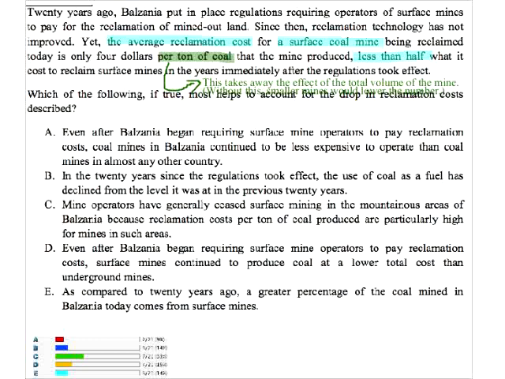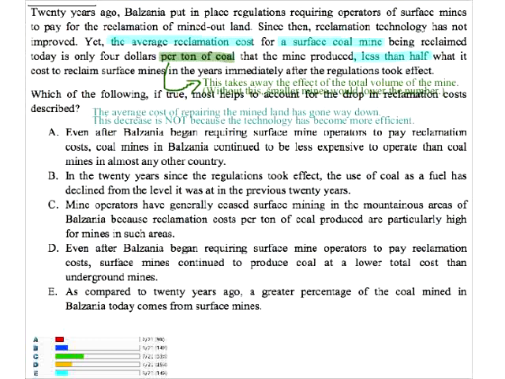So what we have is the average cost to reclaim a mine, which means to fix the land, has gone way down. So the average cost of reclaiming, which means repairing the land, the mined land, has gone way down. But this decrease is not because the technology has become more efficient. So we need something else that is not an increase in efficiency that would explain this.